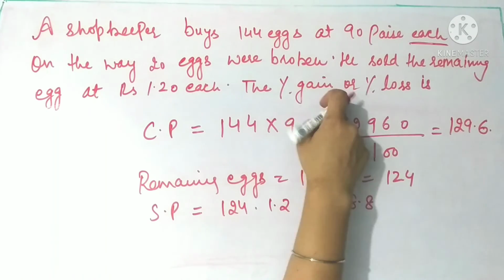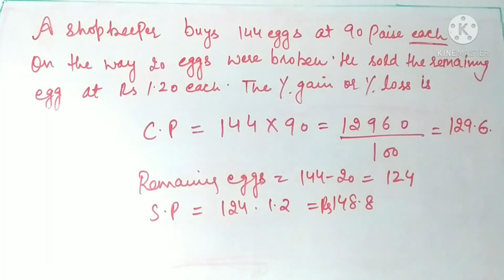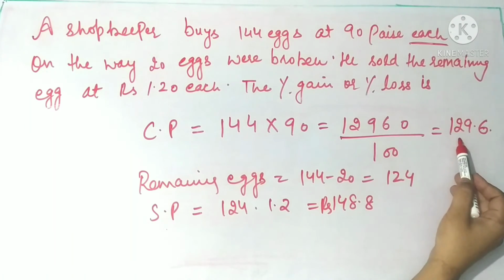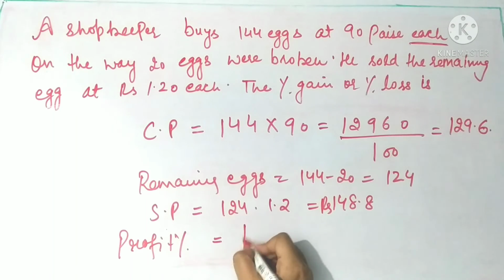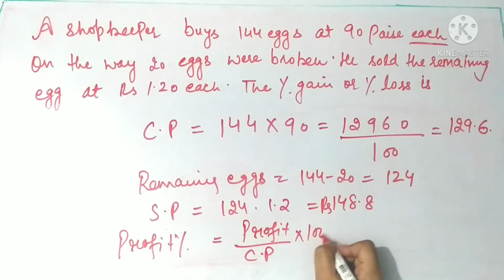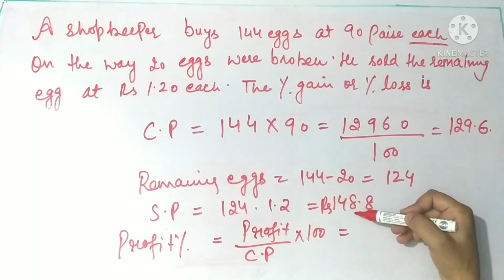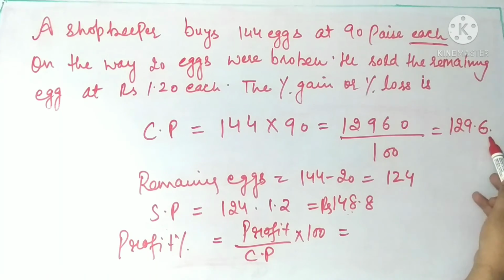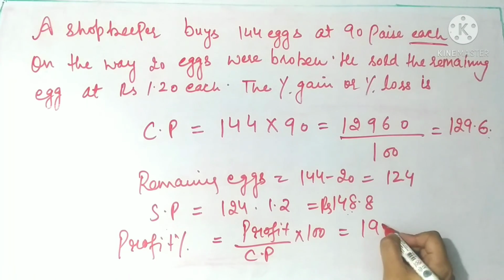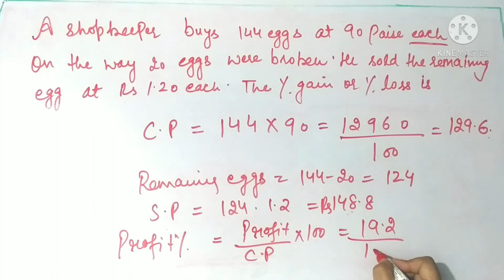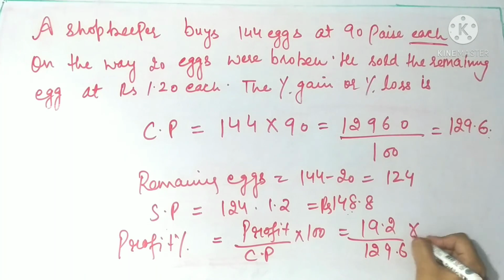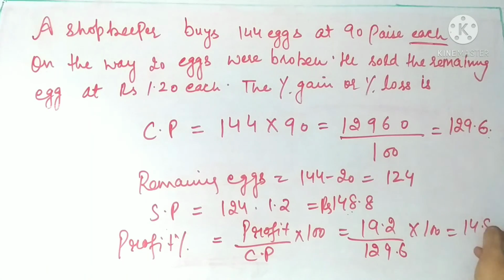Now we have to find the gain percent and loss percent, and it is clearly seen that the SP is greater than CP. The shopkeeper gets profit percent equal to profit by CP into 100. So what is the profit? If we subtract 129.6 from 148.8, we get 19.2. So 19.2 by the cost price, 129.6, into 100, which is equal to 14.8.